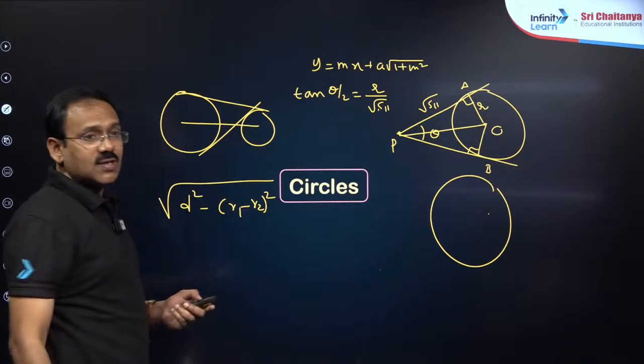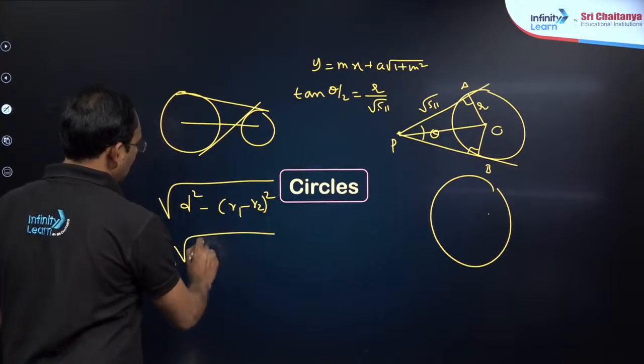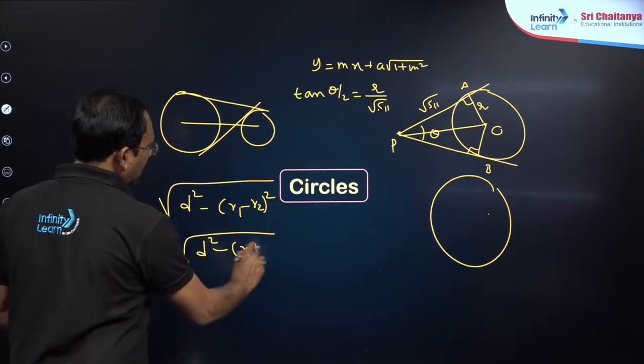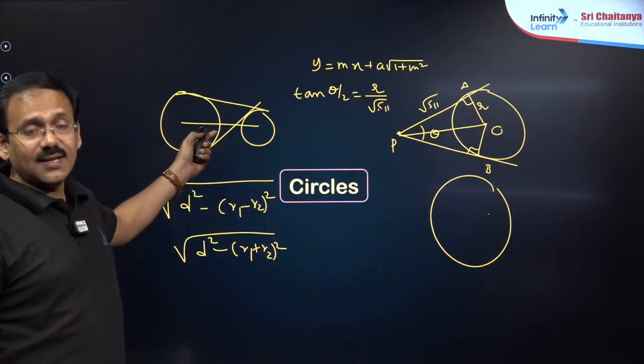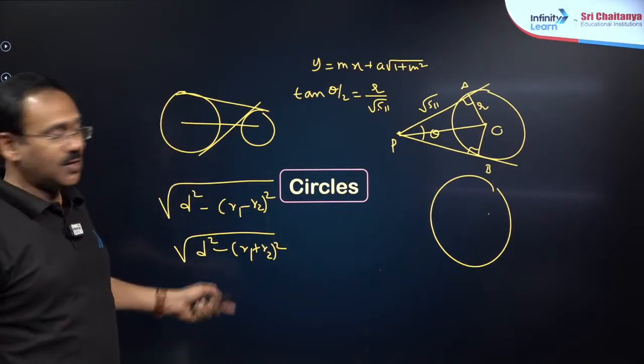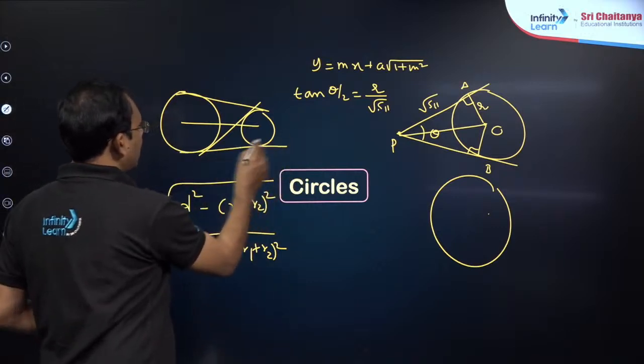Length of the transverse common tangent is given by root of d square minus (r1 plus r2) whole square. This is the direct common tangent, this is the transverse common tangent. Another important point, my dear friends.